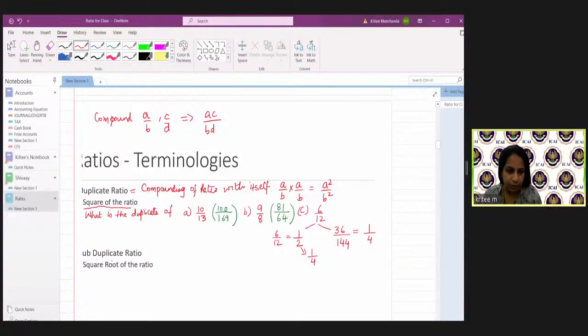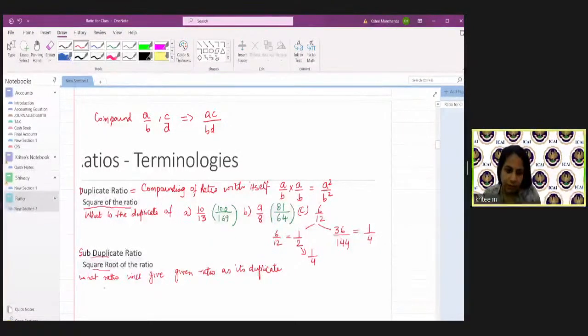Okay, so the next thing that we are going to talk about is subduplicate ratio. In the duplicate ratio, we do square. Subduplicate is going back. That is, we are going to do the square root. Or in other words, what ratio will give the given ratio as its duplicate.